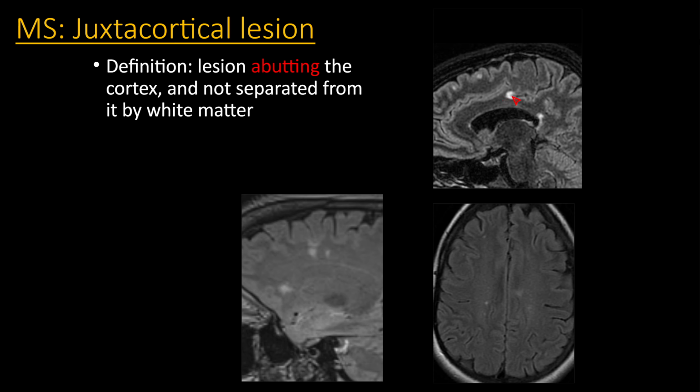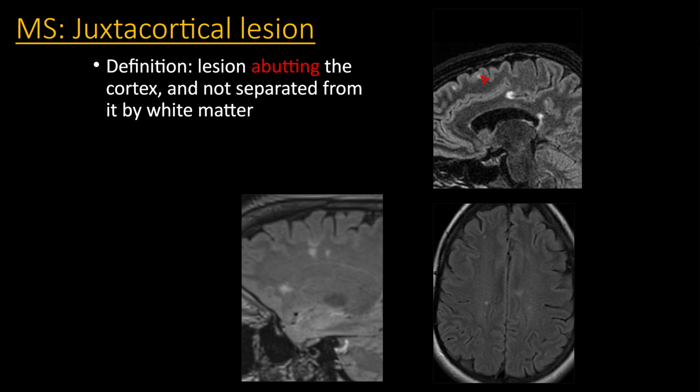Because these juxtacortical lesions are touching the cortex, they don't tend to be round lesions. So if you see a round lesion that you're about to call juxtacortical, think twice, because these lesions tend to go along with the cortex. They will have a comma-shaped or semicircular appearance because they're hugging that cortex.